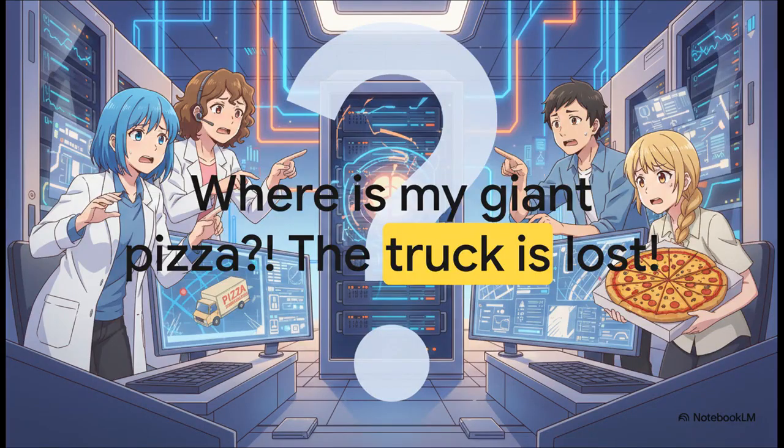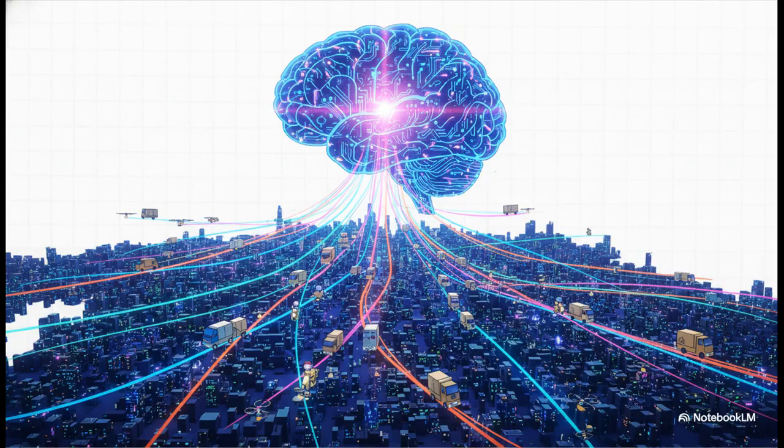Okay, last one. Where is my giant pizza? The delivery truck is lost. We have to find it. And this is a perfect final example. In the world of logistics, the MCP server is the central system that's calculating the fastest, most efficient delivery routes for thousands and thousands of packages every single hour. It is, quite literally, the brain of the entire delivery network.